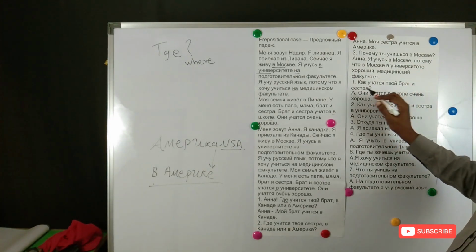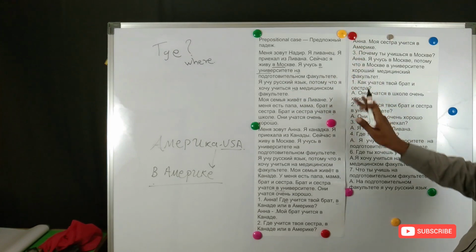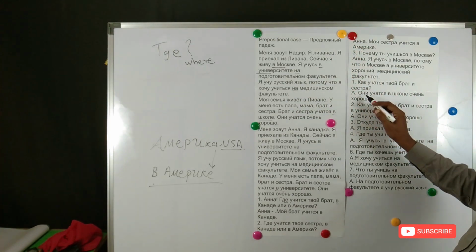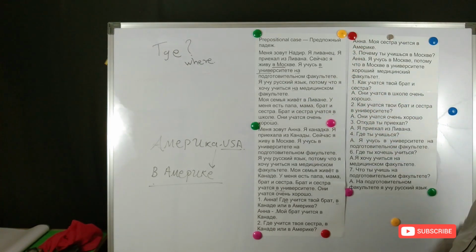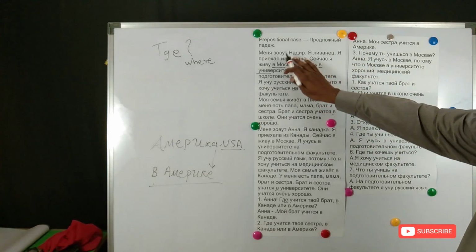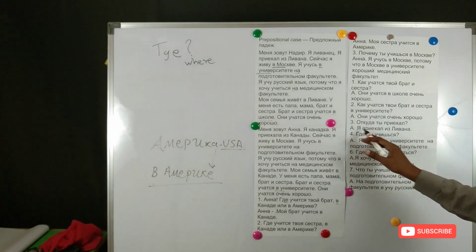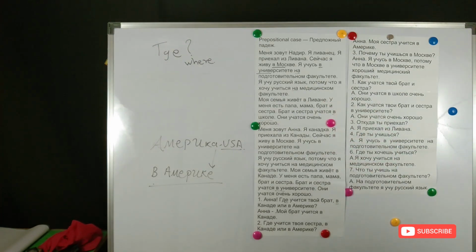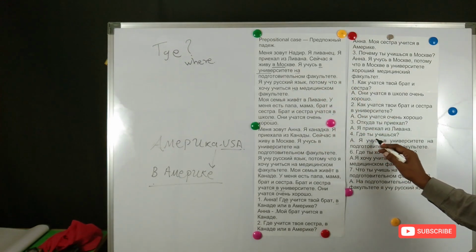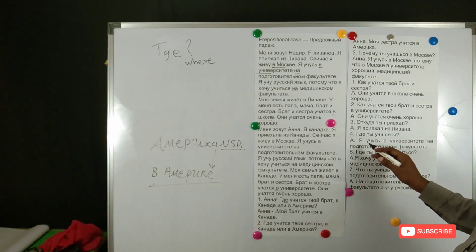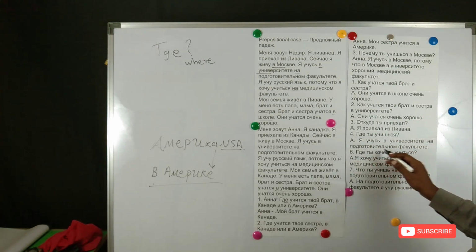Как учатся твои брат и сестра? Nadir is asking a further question to Anna. Как учатся твои брат и сестра? Они учатся в школе очень хорошо. Now Anna is asking a question to Nadir. Откуда? Means from where you came. To that Nadir says, я приехал из Ливана. Ливан is Lebanon. Где ты учишься? Я учусь в университете на подготовительном факультете.